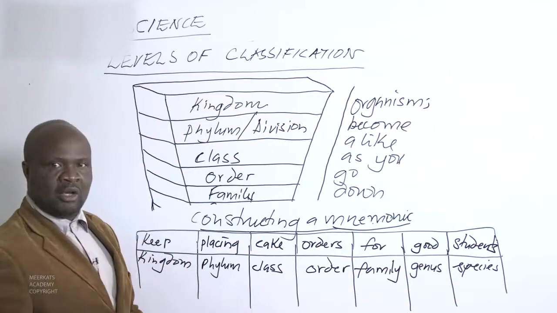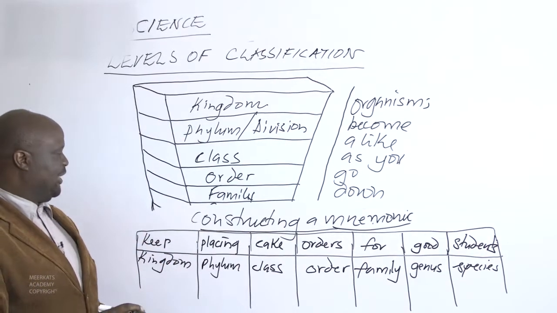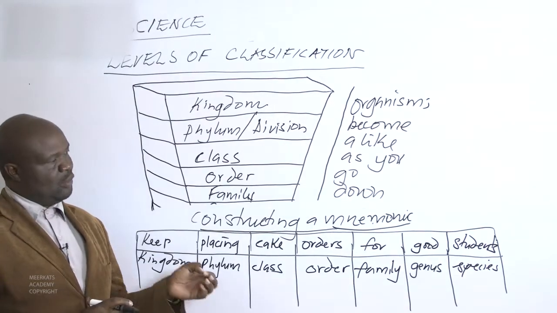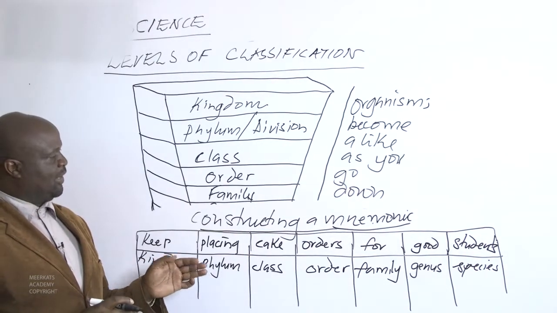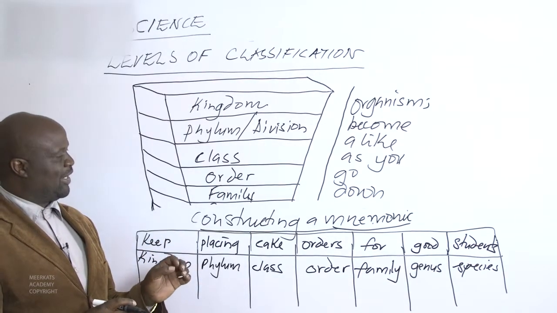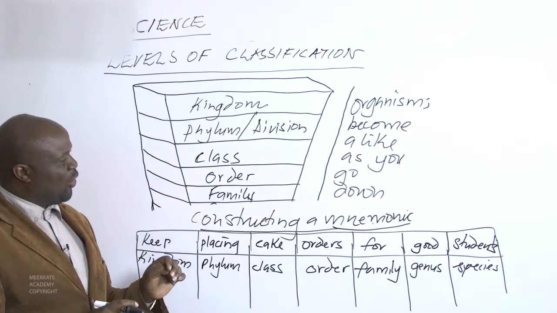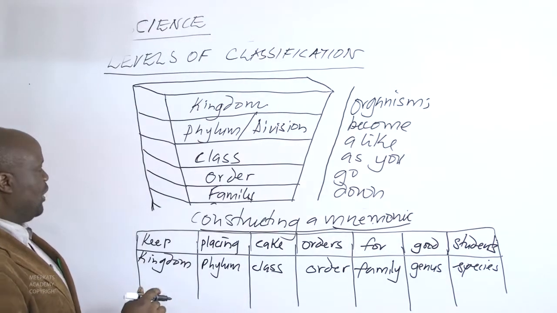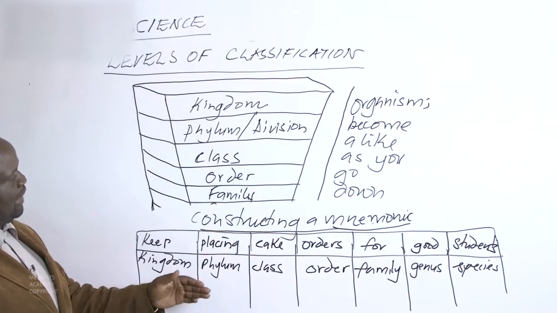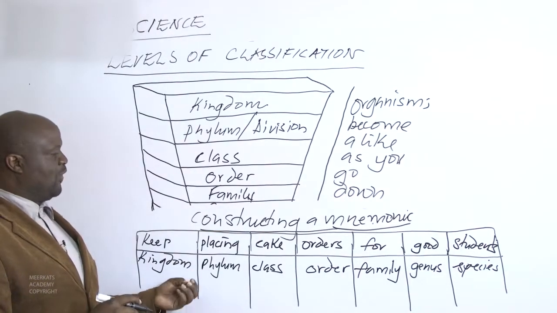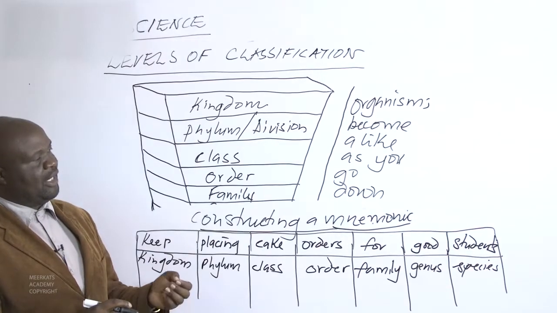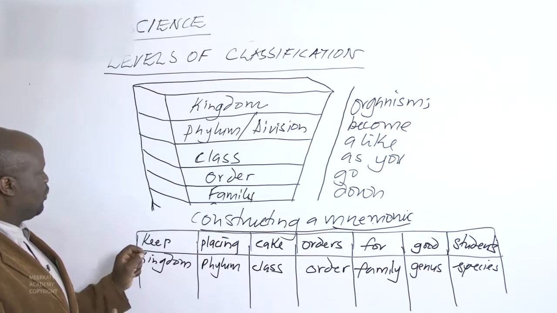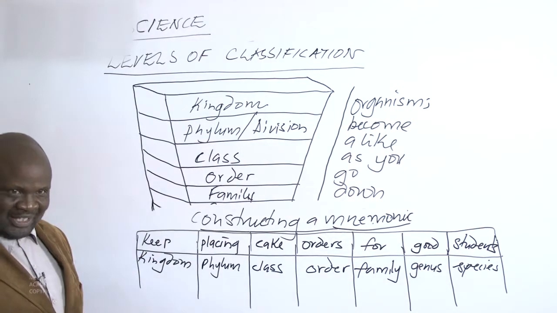So you can find, by constructing a simple sentence in English, keep placing cake orders for good students. When you have such a sentence, keep placing cake orders for good students, you actually can be able to remember all the levels of classification: kingdom, phylum, class, order, family, genus, and species. So you remember them easily if you pick the first letters and you construct a sentence.